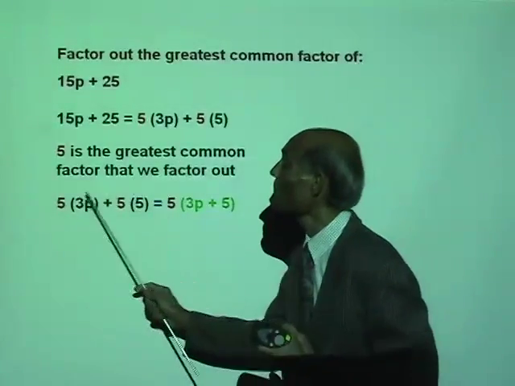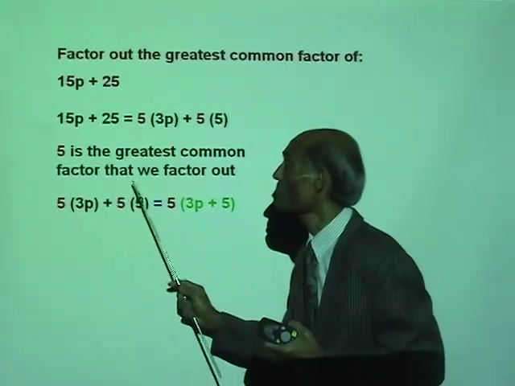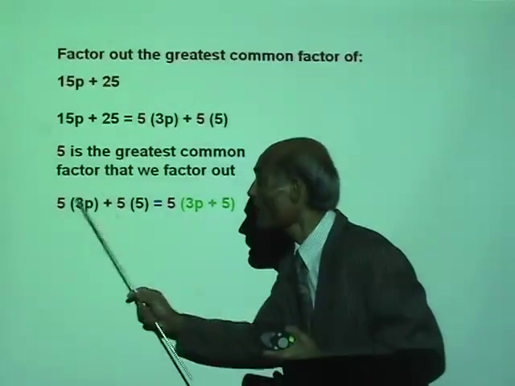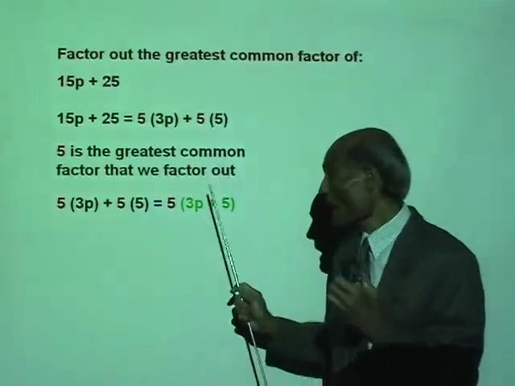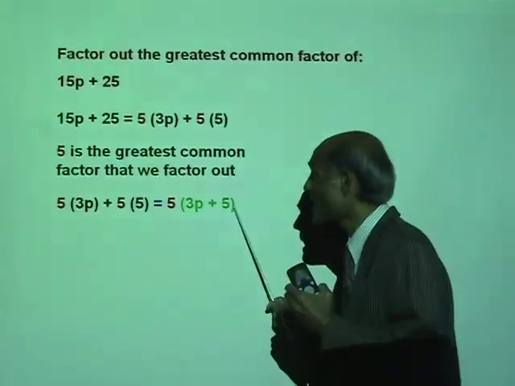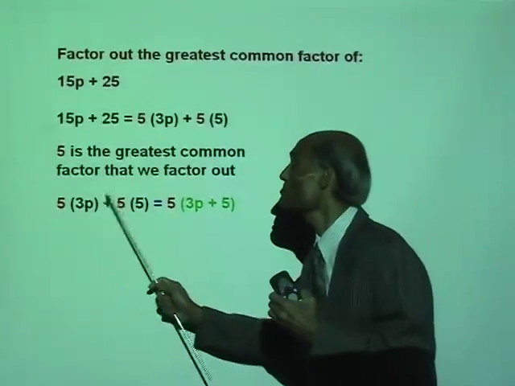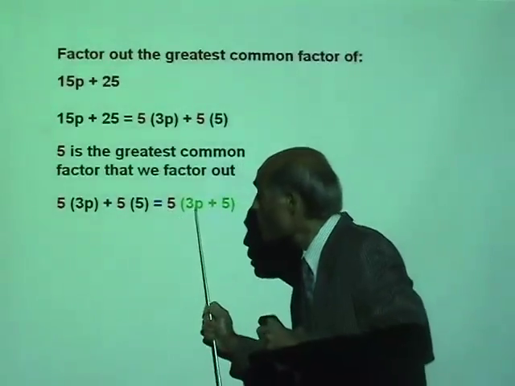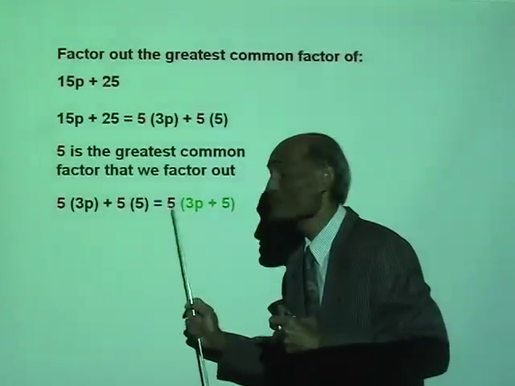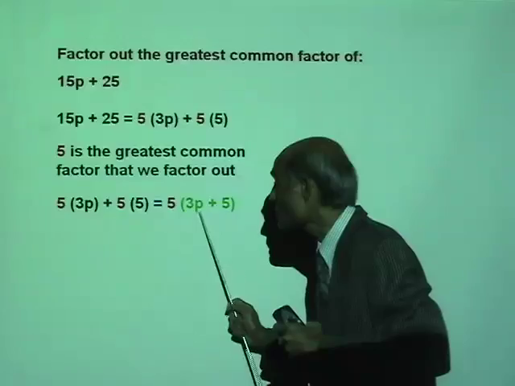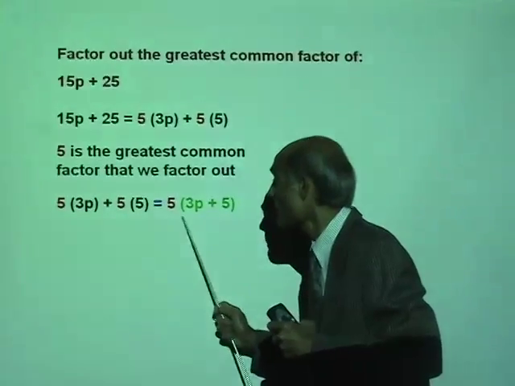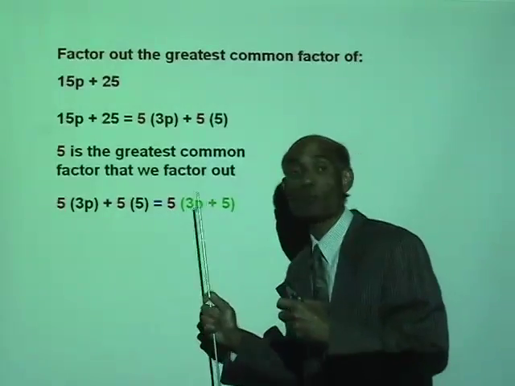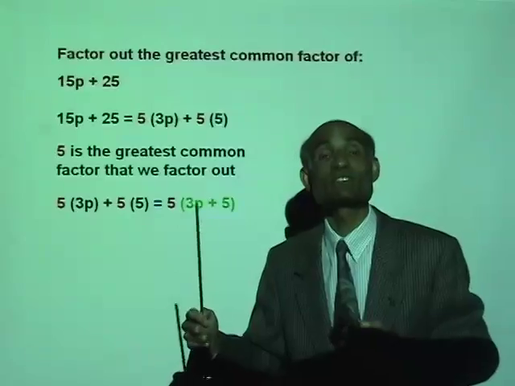And how does that now become? 5 times 3p plus 5 times 5 equals 5. The common factor is pulled out, and the remaining terms are put inside a parenthesis, and that will be 3p plus 5. Now, if you multiply, you can go back to our original expression. Is that right? This means 5 times 3p, that is this, plus 5 times 5 is this. So this is the factored form.